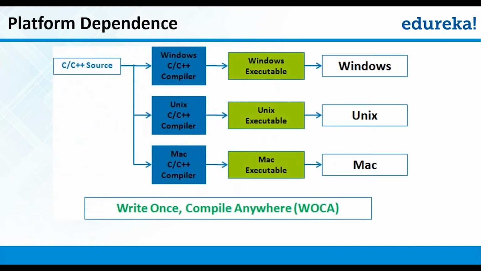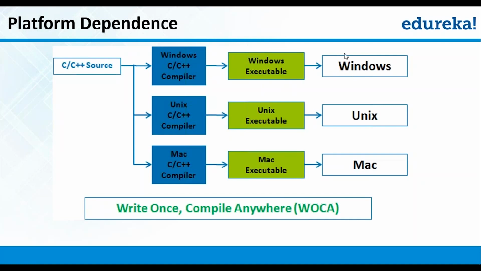Let's first see what platform dependence is. If you have any experience in C++ programming or any other platform dependent language, you will see that when you write C++ code, you need a compiler to compile that code, and then finally you need a linker to create the executable. For C++ based languages, the compiler and the linker are always for a particular platform.